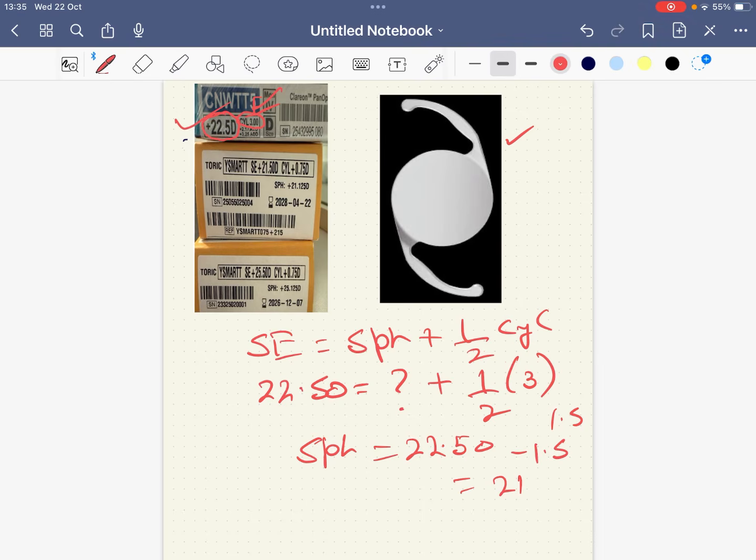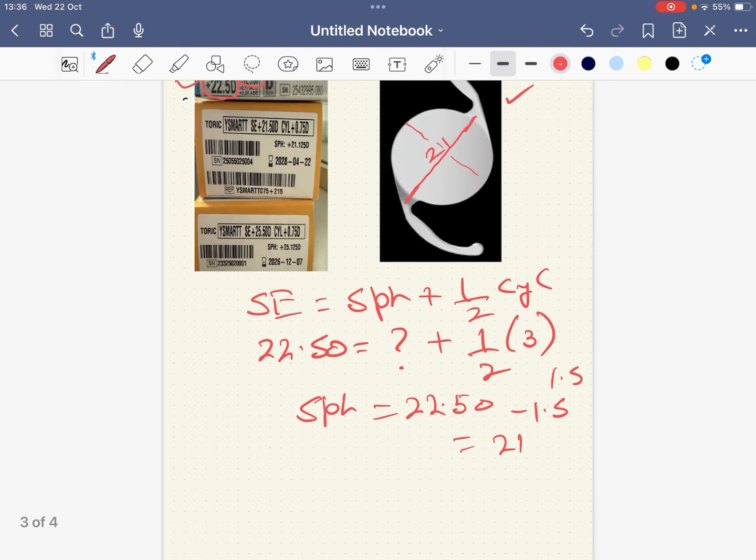So how will this power be distributed? This 21 diopter will go in the optic-haptic junction axis, right? We know that the flat meridian of the lens is in the optic-haptic junction. That is where you have these dot marks in these lenses. So 21 diopter will be in the optic-haptic junction axis. And 90 degrees away from there, let us find out what would be the power in the steep meridian.